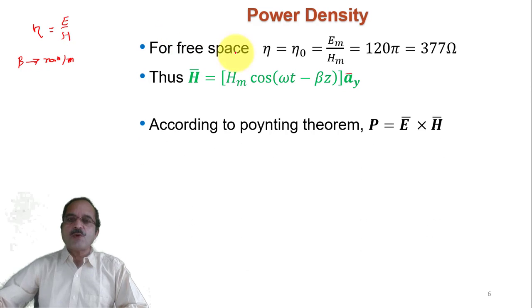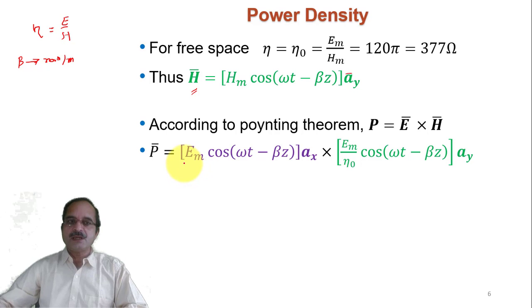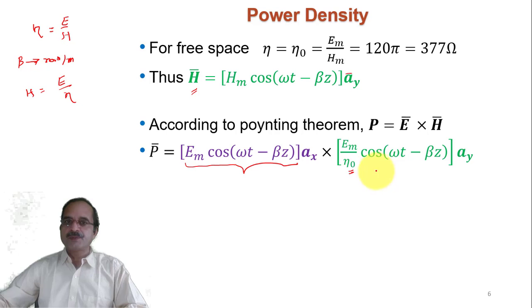Now, according to Poynting theorem, we have P equal to E cross H. So substituting the equations for E and H that we have written earlier, this is Em cos omega t minus beta z Ax, and H we represent in terms of E. So H we can write as E upon eta. The same equation for E, if we divide by eta 0, becomes H. So this is the expression for H.